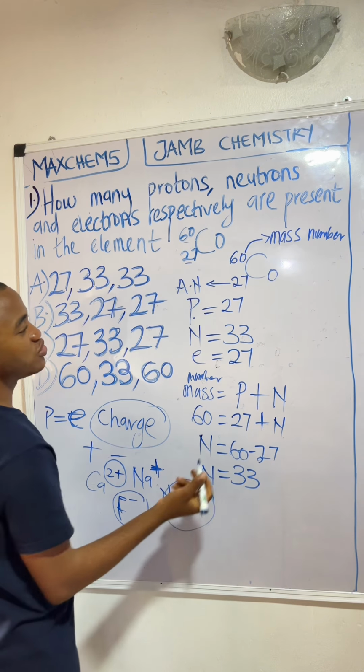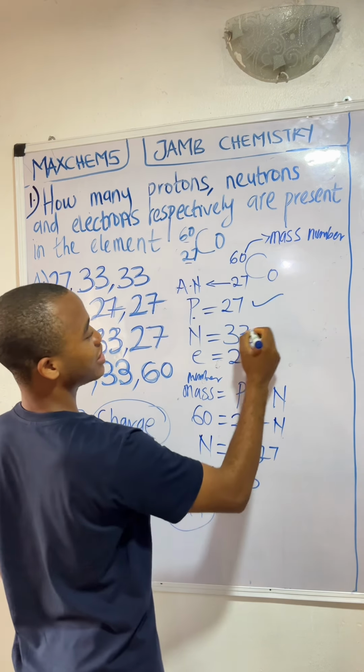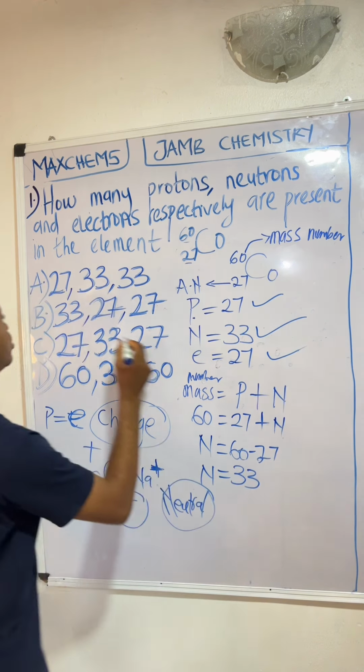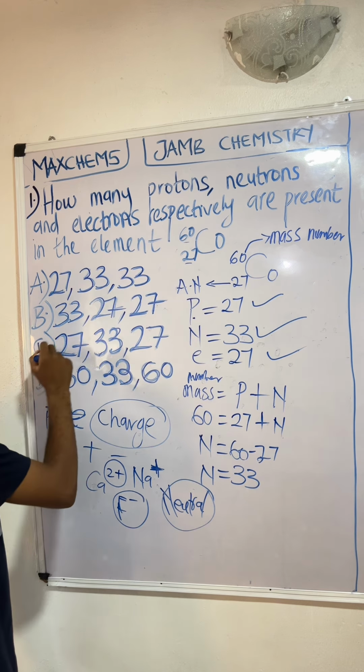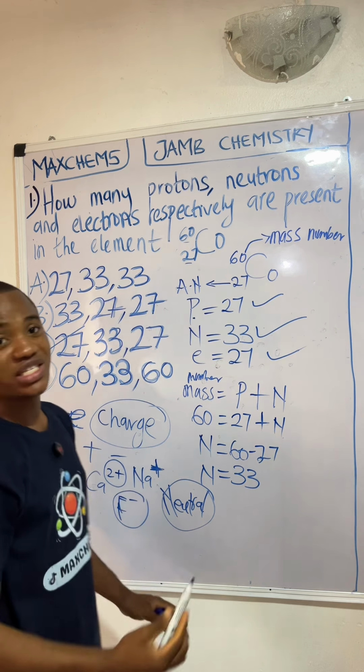So our answer is going to be what? 27, 33, and 27. So this is our answer. Option C is the correct answer. I hope this is very simple to understand.